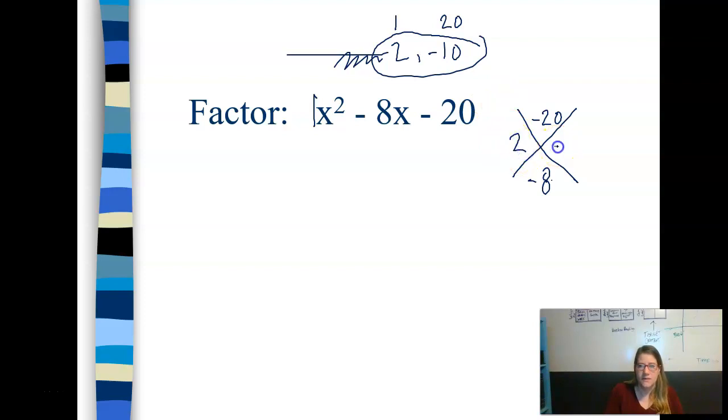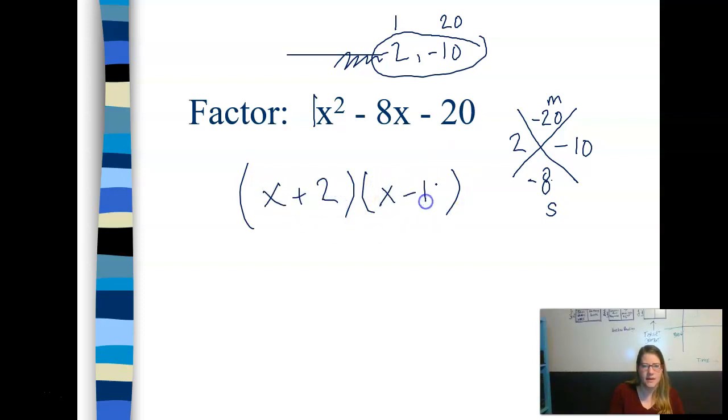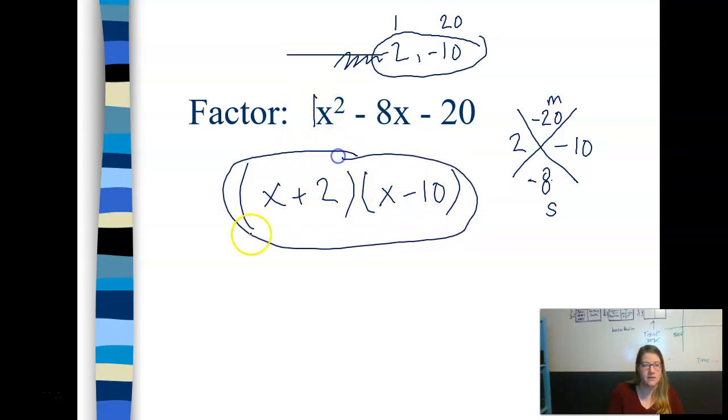I want 10 to be negative because 2 minus 10 is negative 8. So 2 and negative 10 are those two numbers that will both multiply to negative 20 and sum to negative 8. And then I just write them out in my factored form here, x plus 2 and x minus 10. Okay, so again, my a in this case was 1. So if I divide these each by 1, it's not changing anything. So this would just be the result of that.